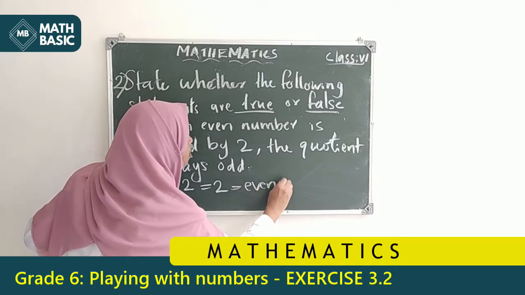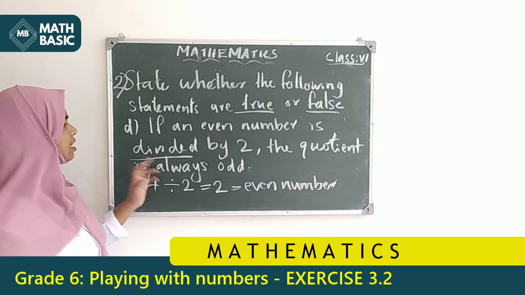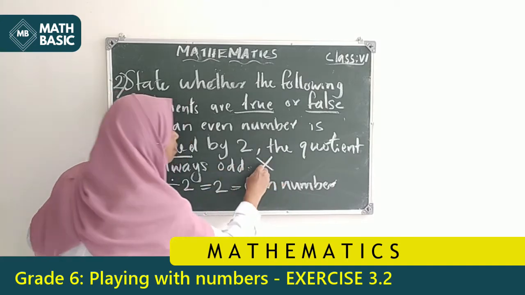So, 2 is an even number. From this, what we can say? This statement is false.